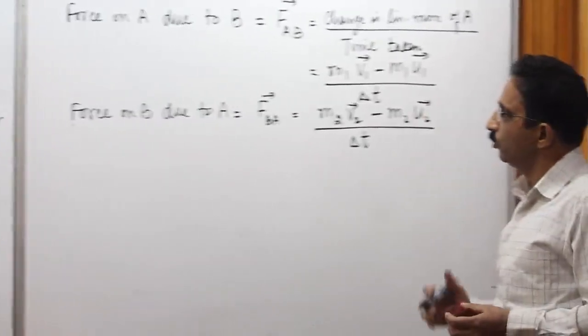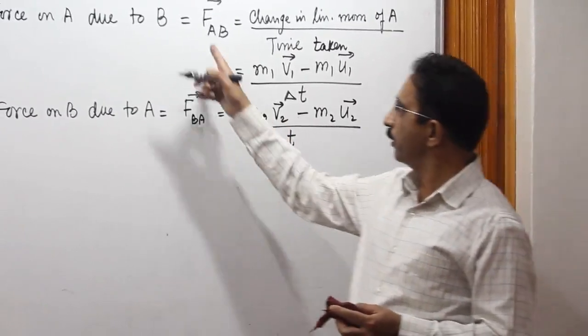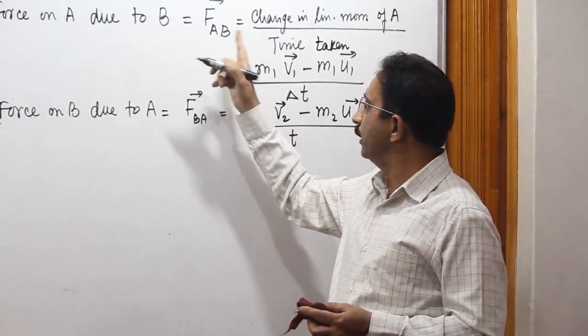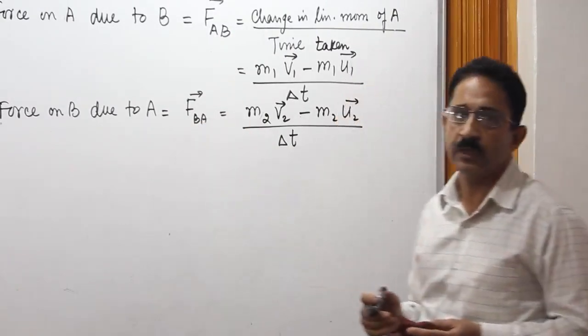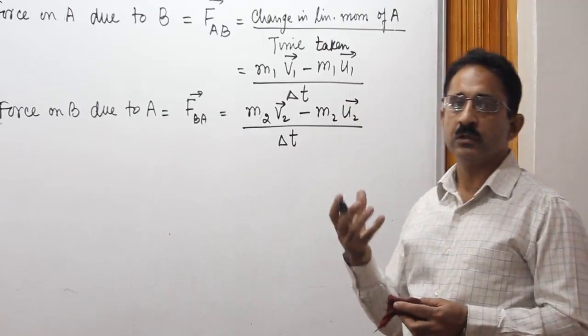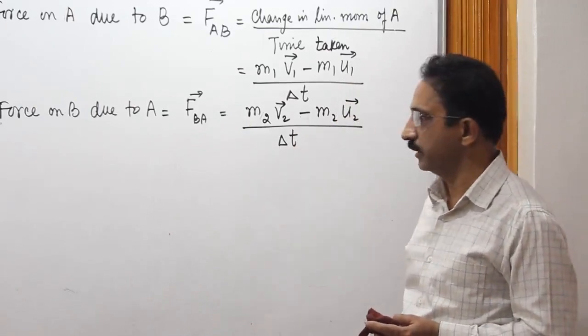So far we have used Newton's second law, that an external force, which is a force acting on A due to B, and a force acting on B due to A. These two forces, we used the relation of Newton's second law, that it is the rate of change of linear momentum, and from that we calculated them.